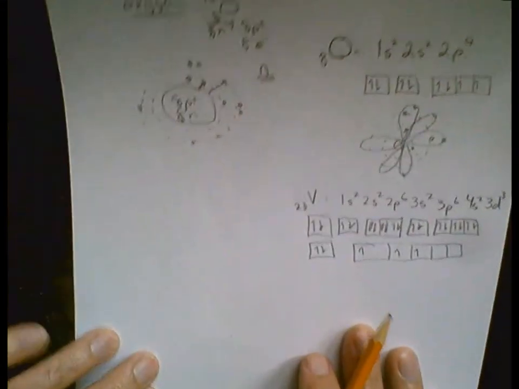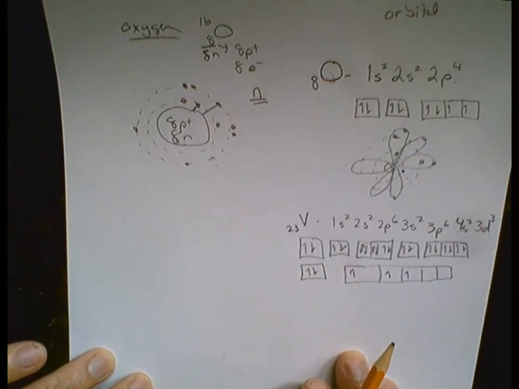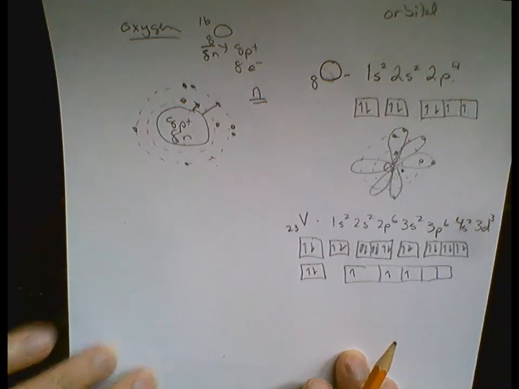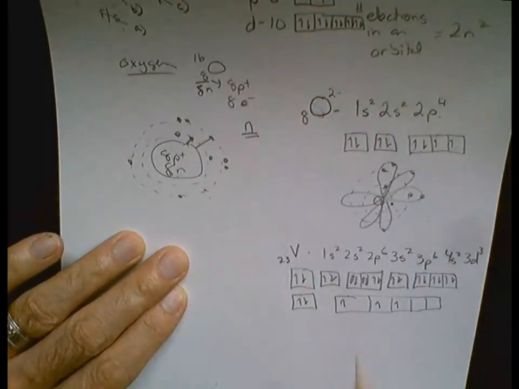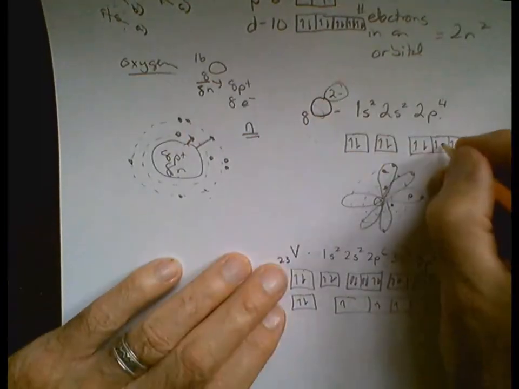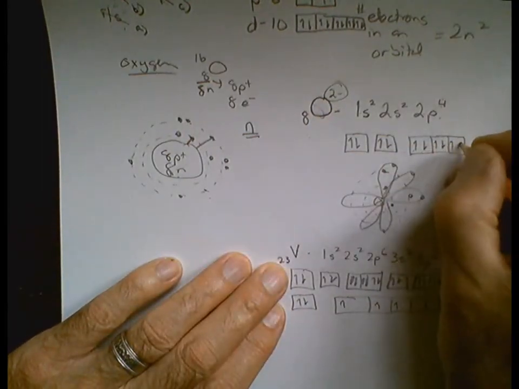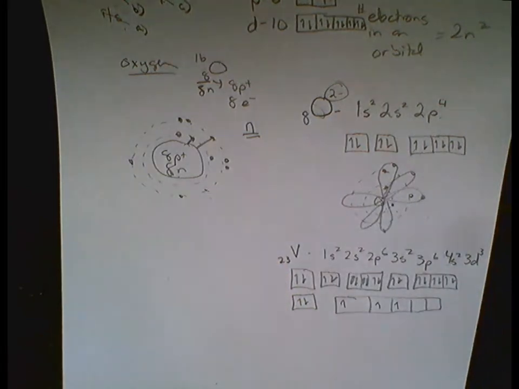Now, what happens if something had a charge on it? So let's say that the oxygen had a 2- charge. If something has a charge on it, you just add more electrons in because electrons are negatively charged. So if you get a 2- charge, you add 2 electrons in. If you have a positive charge, start subtracting electrons.